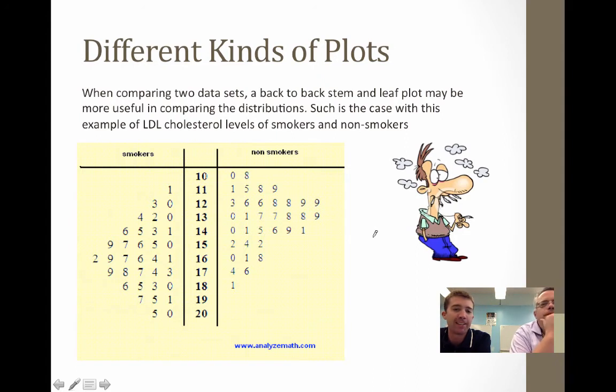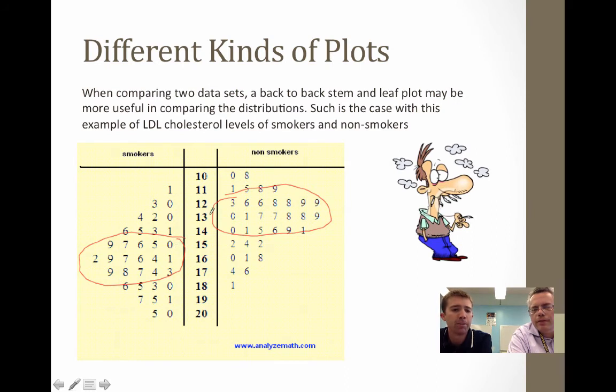Here we have 2 data sets that we put back to back. It's called a back-to-back stem and leaf plot. That makes sense, right? We're comparing cholesterol levels of smokers and non-smokers. These are nice when you're sharing the same stems, because you can easily compare two different categories. Here we can see that non-smokers have a much lower LDL rate than the majority of the smokers. So the center for non-smokers would be between 12 and 13, right?